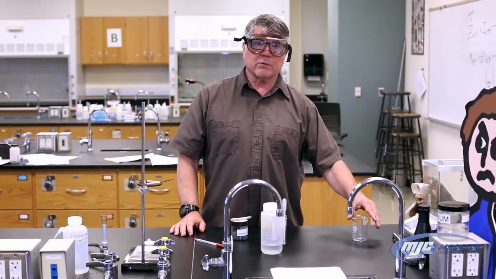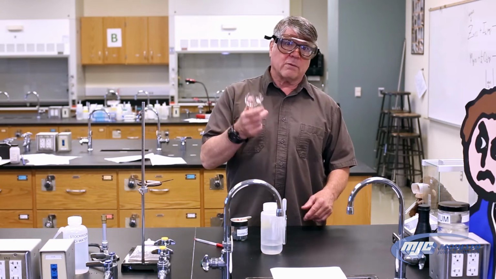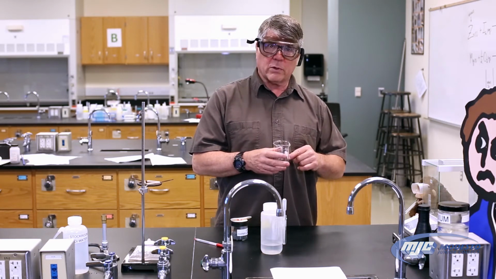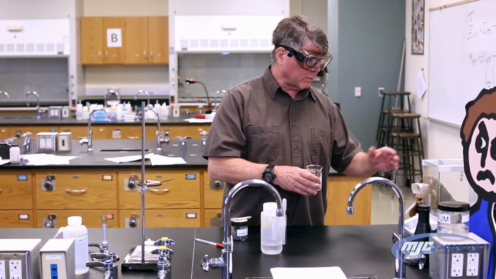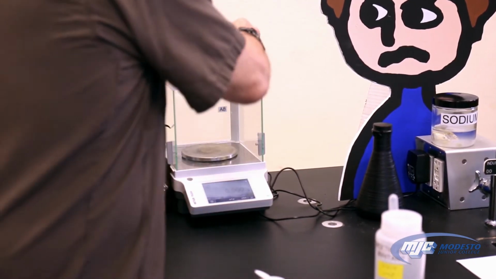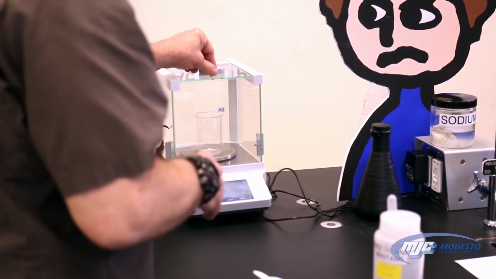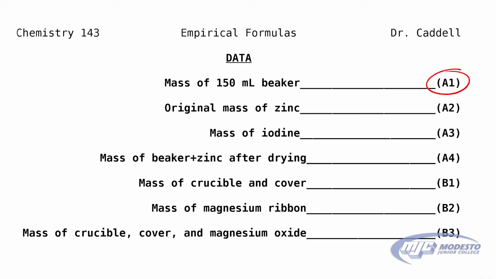All right, guys, so the first part of the empirical formulas experiment, the synthesis of zinc iodide. This time we actually do need to know how much the empty beaker weighs. So that's the first thing we're going to do: weigh the empty beaker. Make sure the balance says 0 with nothing on it. Place the beaker in there. Record that number. That's your A1, 3 places past the decimal, little g for grams.